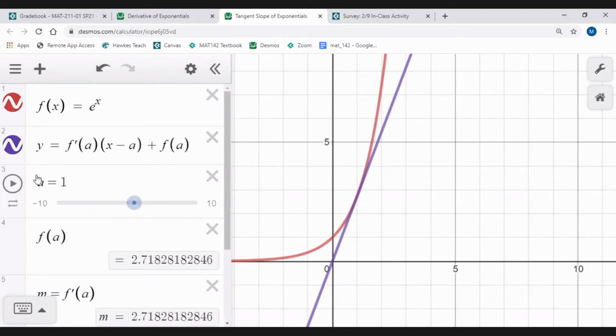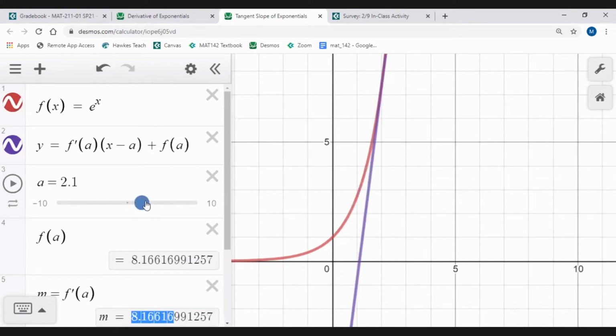So if a is 1 in this case, e to the x would of course just be e, which is roughly 2.71, etc. And the slope also, so if we plug that same 1 into f prime, we still have e, 2.71, etc. Same thing for any value of a. If we bring it up to 2, f of 2 is exactly the same as f prime of 2.